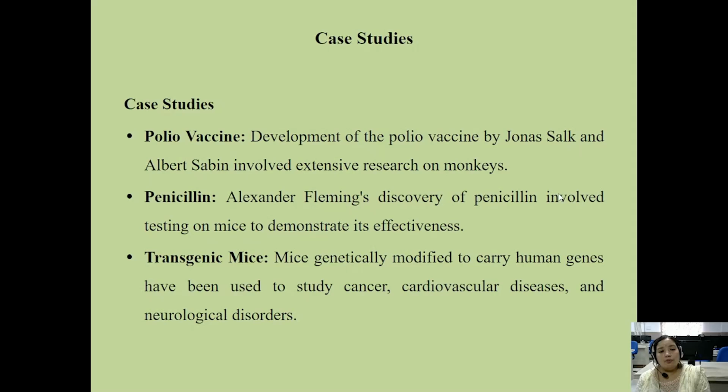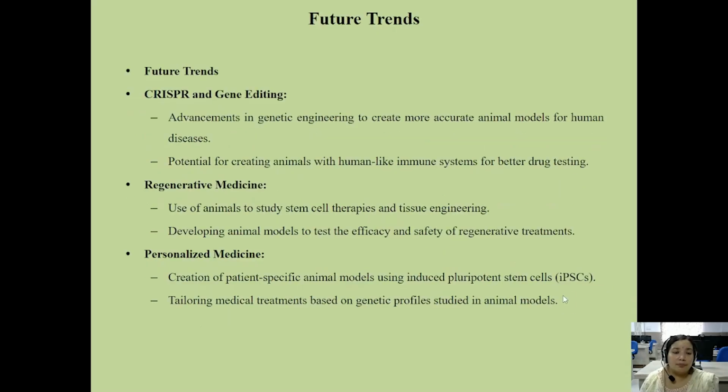Case studies: the development of the polio vaccine by Jonas Salk and Albert Sabin involved extensive research on monkeys. Penicillin, the polio vaccine, which doctors recommend to you. Alexander Fleming's discovery of penicillin involved testing on mice to demonstrate its effectiveness. Then transgenic mice, mice genetically modified to carry human genes, have been used to study cancer, cardiovascular disease and neurological disorders. We have used these transgenic mice.